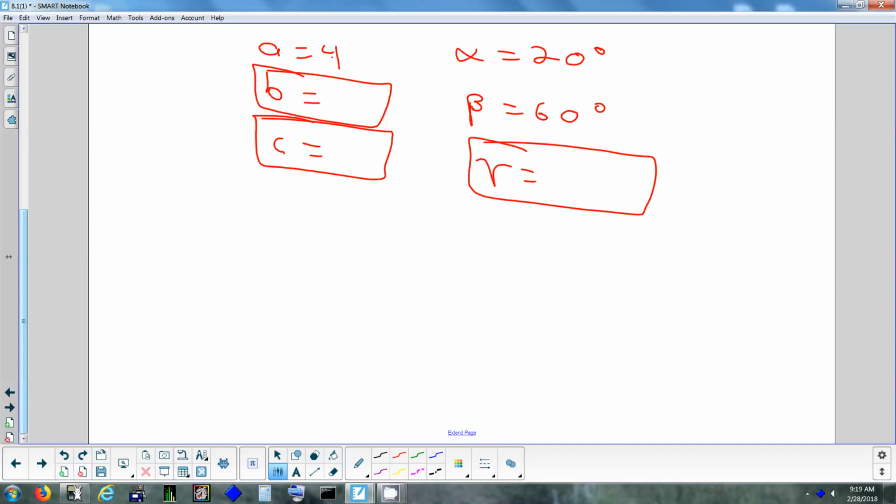All right. So we have a couple options for what we can find first. We could do B, or we could do gamma. What you definitely can't do is C. You don't have enough information to find C directly until you get gamma. So let's do gamma first, because that's pretty straightforward. What's gamma here? It's 100.